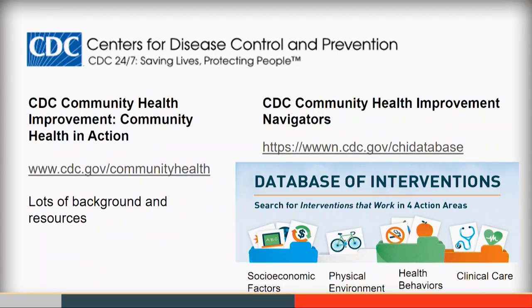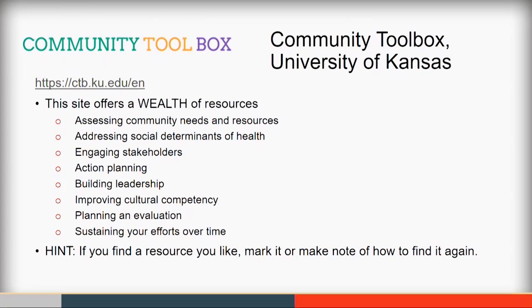The CDC has a lot of information, so these are two places you might want to look. Community Health in Action. It's a lot about doing community health work, and again, health and the social determinants. So you're looking at that big picture of health. So there's a lot of resources. And then there's a lot of talk about using best practices or evidence-based. And the CDC maintains a database of interventions that they have vetted and that they have said work in these 4 areas: socioeconomic factors, physical environment, health behaviors, and clinical care. So you may want to check that out if you're at the point of saying, well, I've got a need identified, but I'm not sure how I want to address it. So there's some resources there.